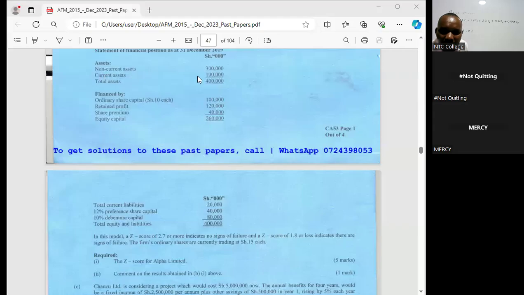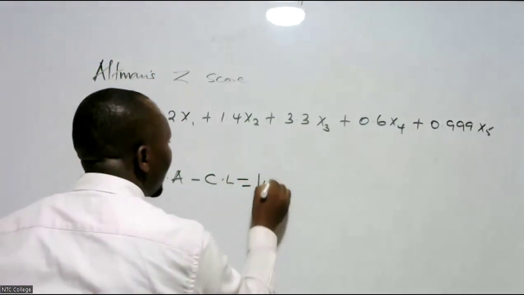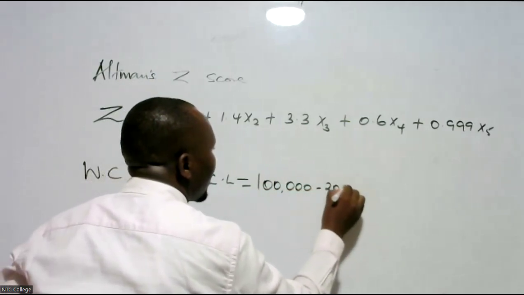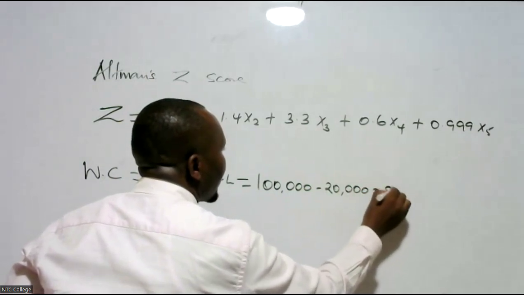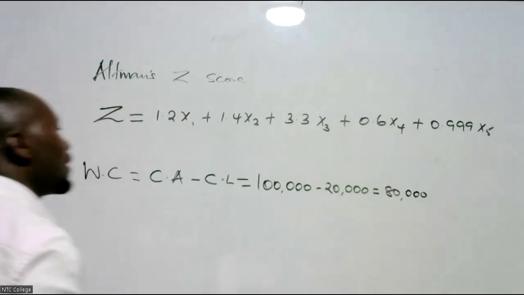We have current asset here, 100. Then we have current liability. That is what we call working capital. So we are going to have 100 minus 20. You have 80, right? Now that is 80.